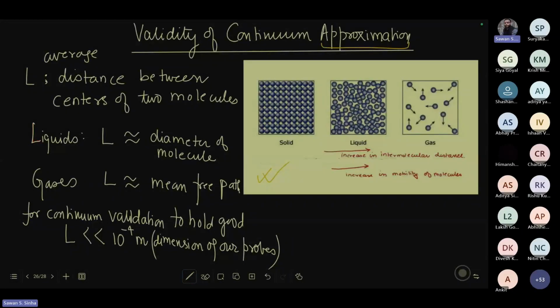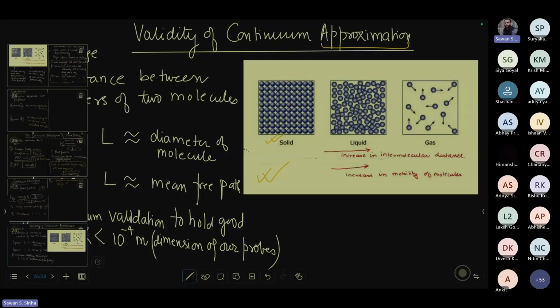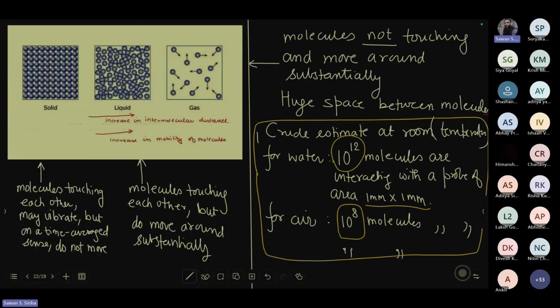In a solid, the molecules are closely packed, as shown here. They are touching each other, right? I guess this is what I wrote here. Now I remember. I have written here. So in solids, molecules are touching each other. Molecules may vibrate. They do vibrate. Left, right, up, down. These molecules will do. There is that much degree of freedom.